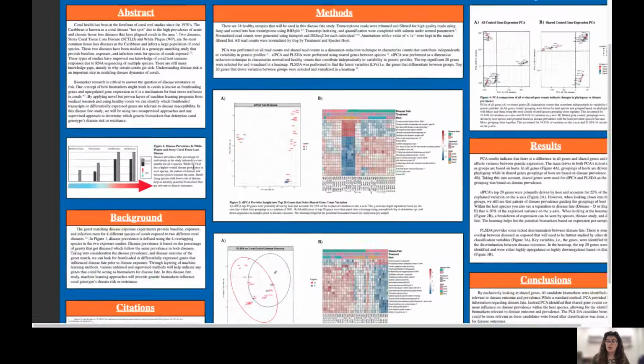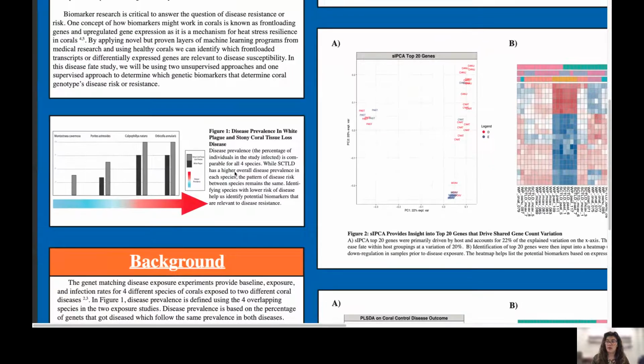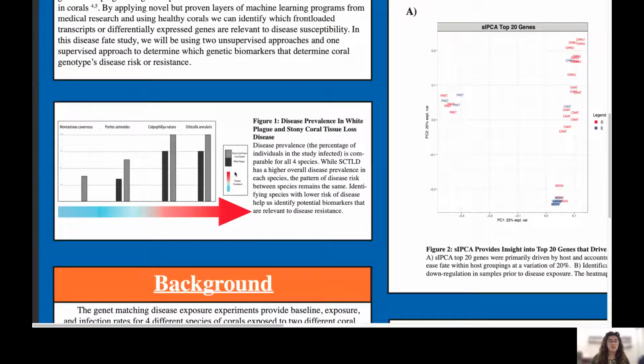There are two disease experiments that have been done in the Midlars lab that we can use in order to answer this question and apply our machine learning techniques. Overall, we have stony coral tissue loss disease and white plague challenge experiments, and they are both designed the same way, where they have genetic matching.